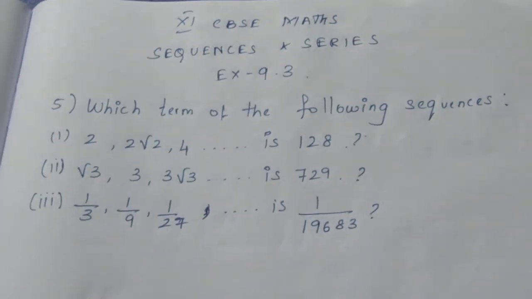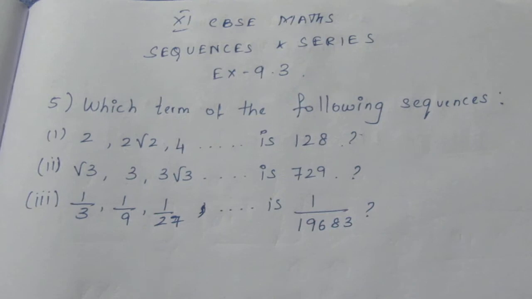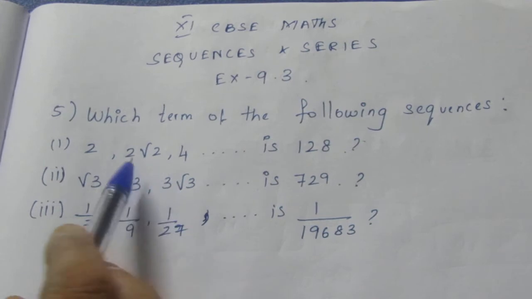Today we are going to see 11 CBSE Maths Sequences and Series Exercise 9.3 question number 5. Let's see the question. Which term of the following sequences? So we need to check whether it is in AP or GP.